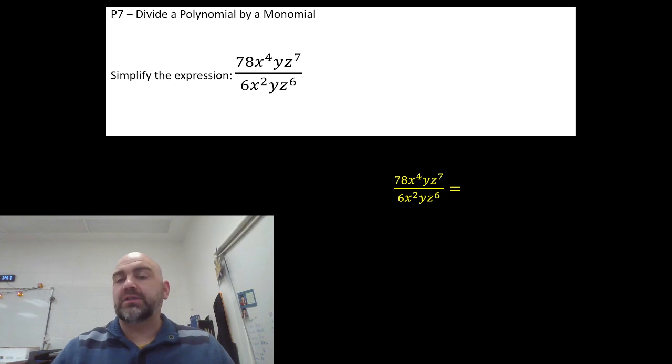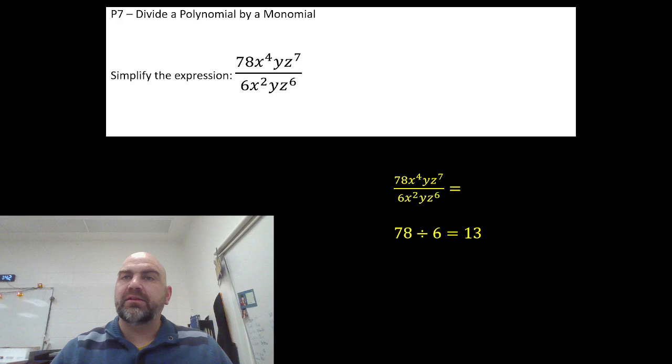Okay, let's try to solve this one and let's go through and do the division. So we're going to start with the numbers, the coefficients. 78 divided by 6, well, that's 13. And again, you can gladly use a calculator if you really want to for that, or you can do mental math if you're able to as well.